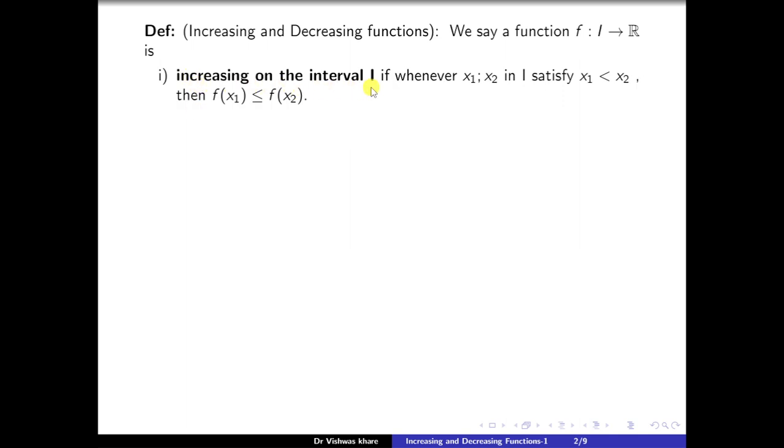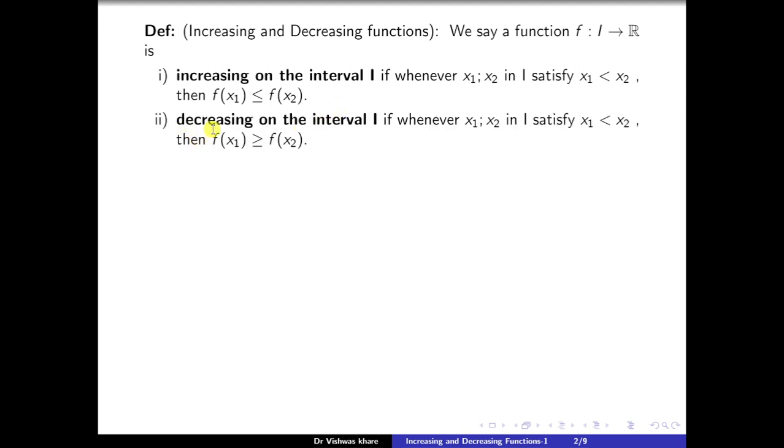increasing on interval I if whenever x1 and x2 in I, these are the 2 points, satisfy x1 is less than x2, then f(x1) is less than or equal to f(x2). That is, the value of function f at x1 is less than or equal to value of function at x2.